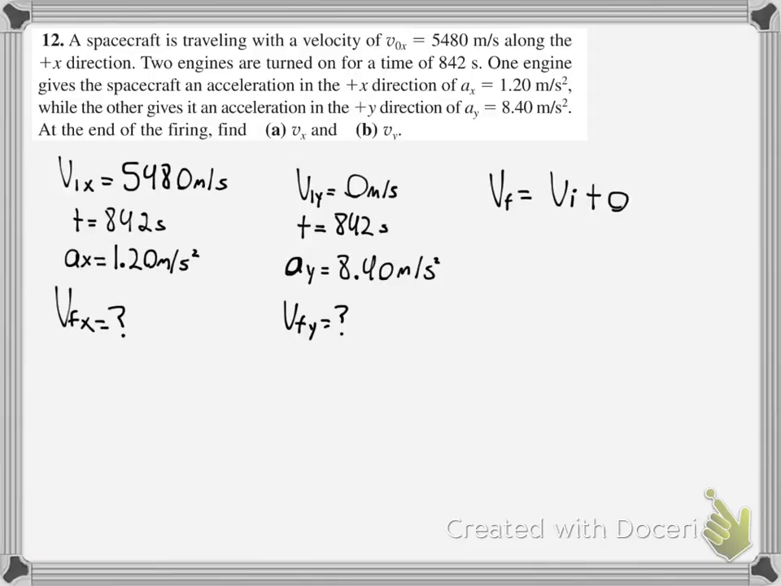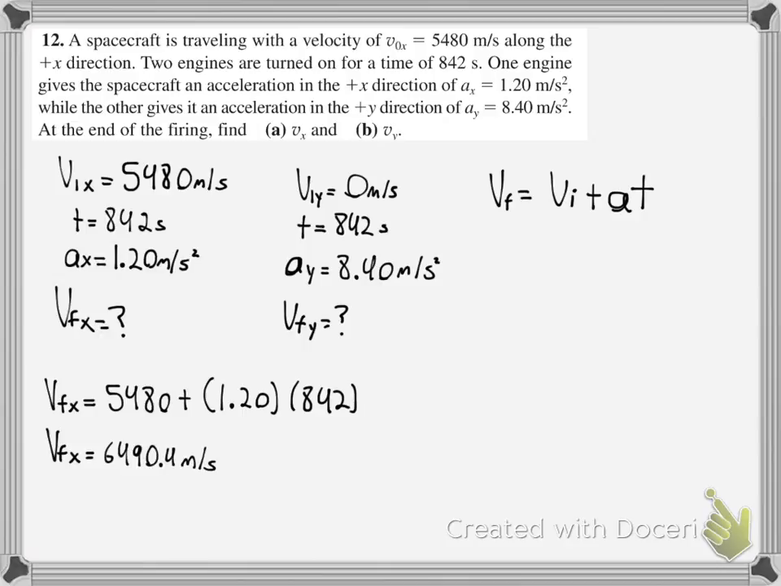So we would start off by writing the equation that we would use. We also have the same variables for both, so we could use the same equation for both. So we would start off by plugging in for our final velocity in the x. We get 5,480, which is our initial velocity, plus 1.2 times 842 equals 6,490.4 meters per second. So that would be our final velocity in the x.